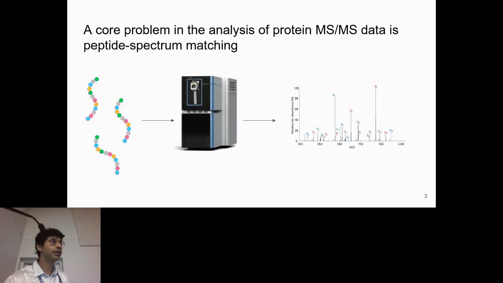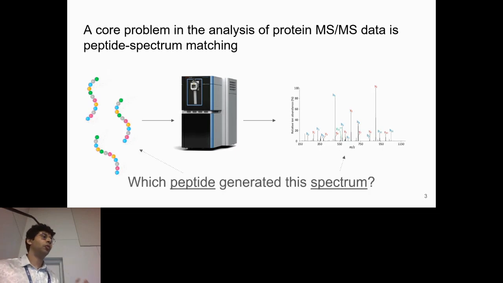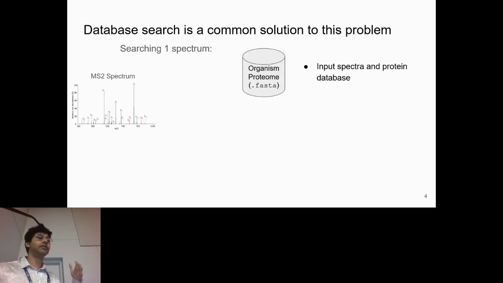So moving on, a core problem within this workflow is actually figuring out which peptide generated that spectrum, because it doesn't come out of the machine with a nice little label on it. How that is usually solved is through database search. So we start off with the spectrum that comes off the machine. And we also have knowledge about the proteome of the organism that we actually put through the mass spectrometer.